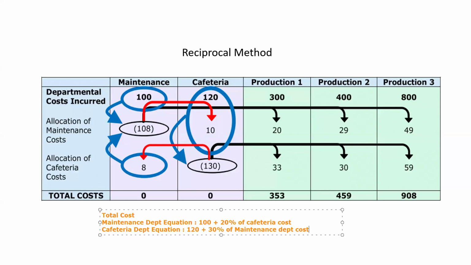We have two unknowns in these equations. Now, how do you proceed? You will substitute one equation into the other. So, we'll just look at it. Maintenance department equation will be 100 plus 0.2 multiplied with cafeteria's cost. You should consider this entire equation.